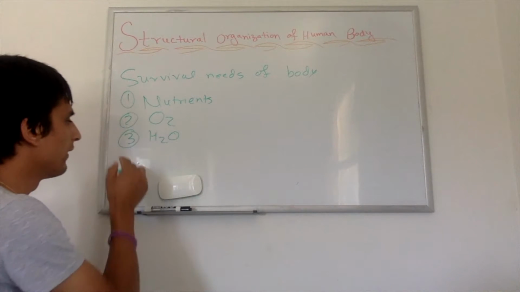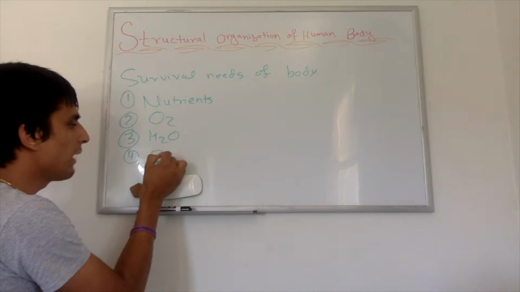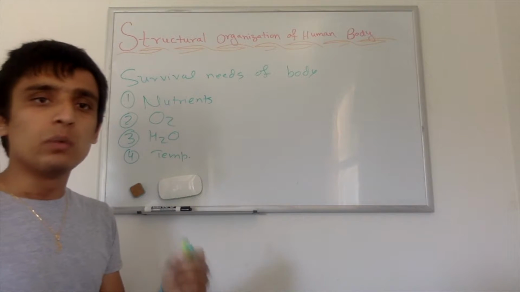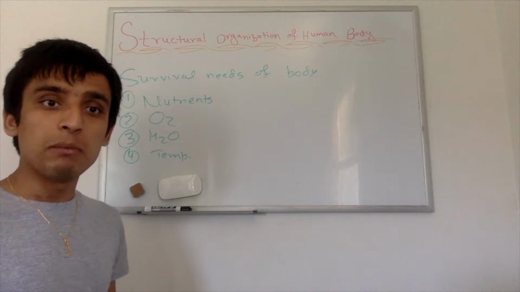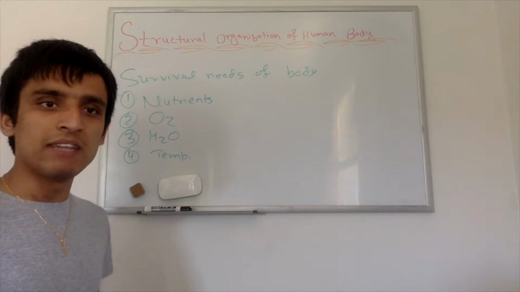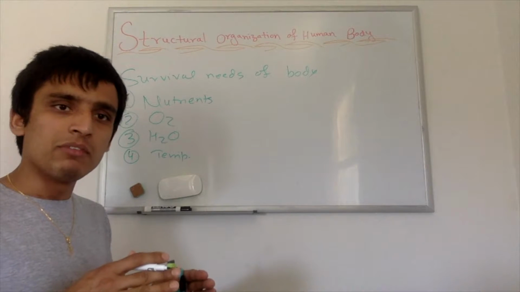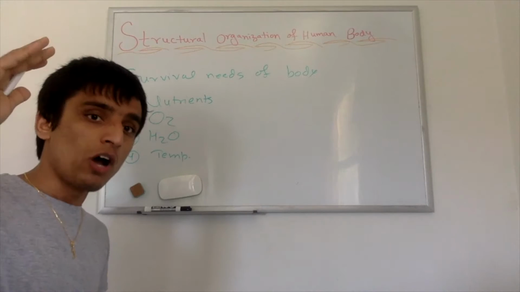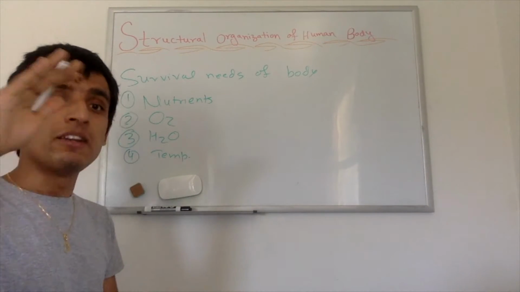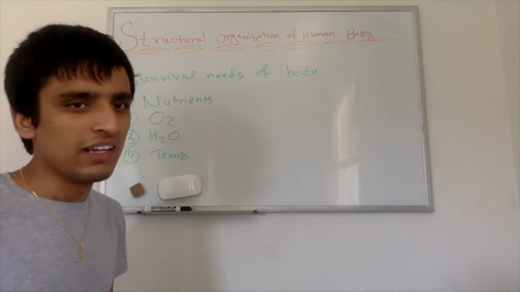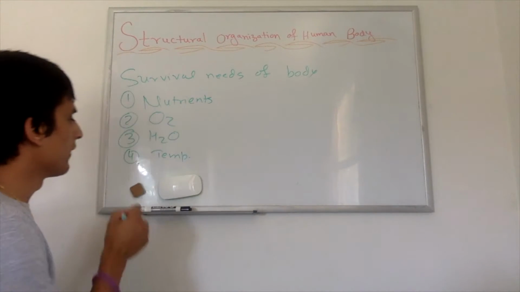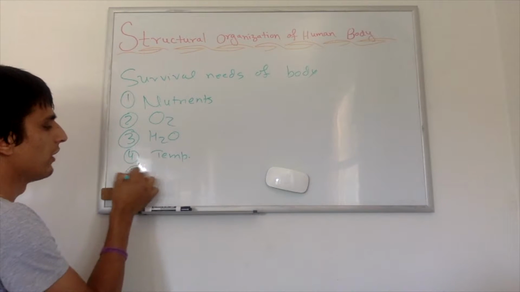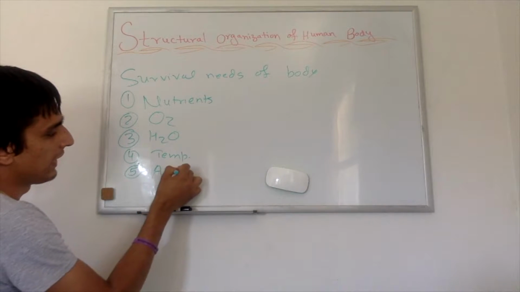Very important. Another thing, number 4, is temperature. Temperature is a critical thing because without maintaining temperature, your body cannot function. Certain types of enzymes act at certain temperatures. If the temperature goes up, your enzymatic activities may be disturbed and your body function may not go the right way. That's important. And the last one, the fifth one, is atmospheric pressure, which I'm going to abbreviate as ATM.